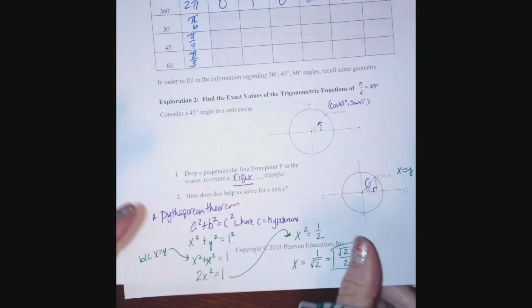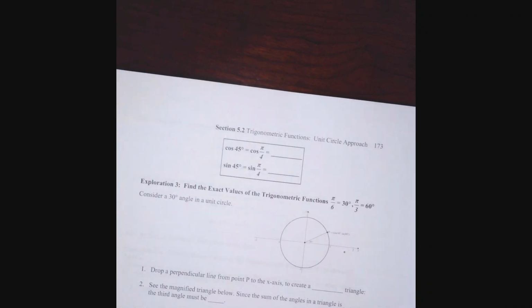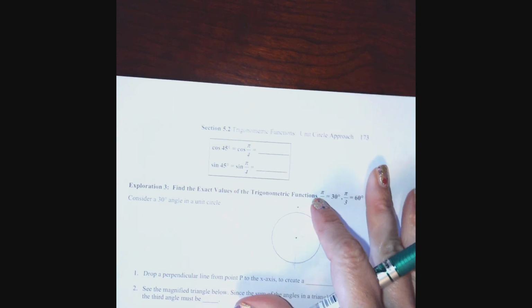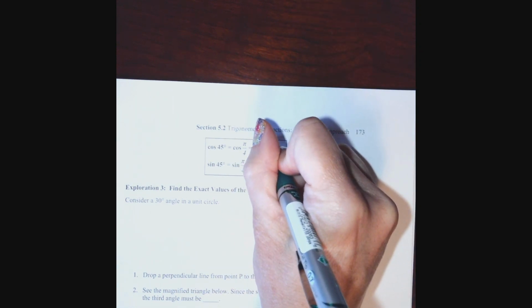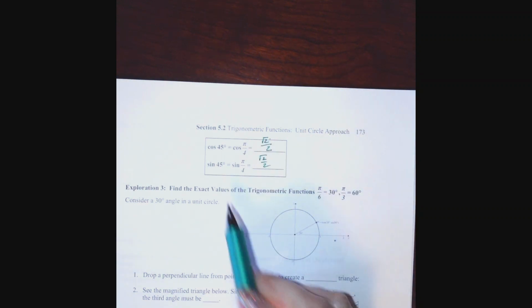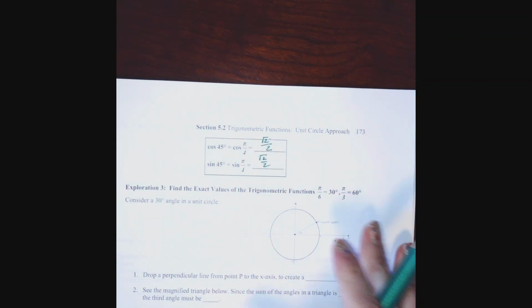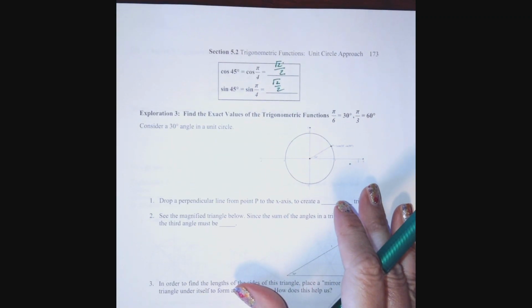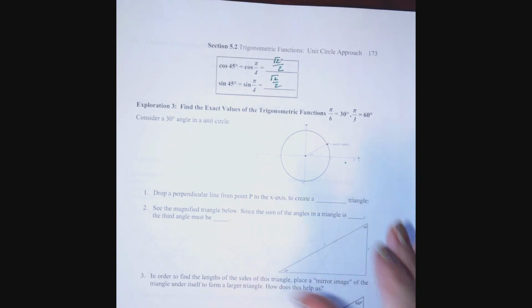Let's go back to our next page. Cosine of 45 degrees, which is the same thing as pi fourth, is square root 2 over 2. Sine function value of that angle is the same. Okay, now let's think about a 30-degree angle. Consider a 30-degree angle on a unit circle.